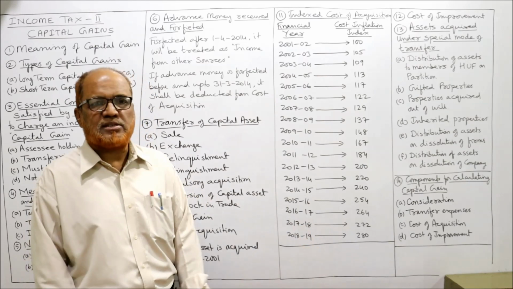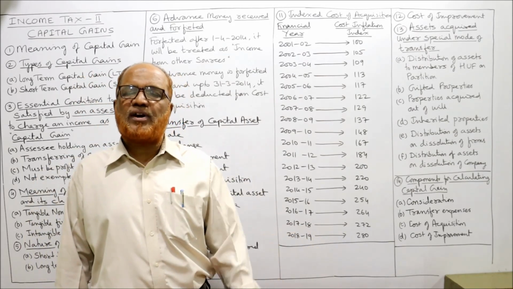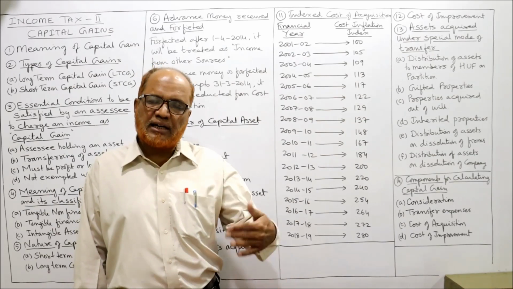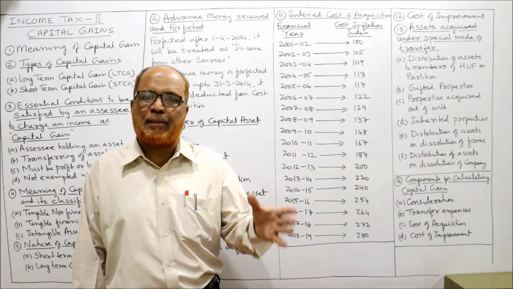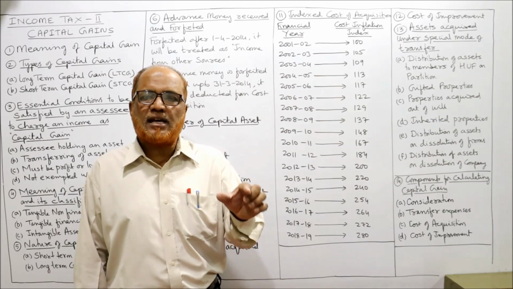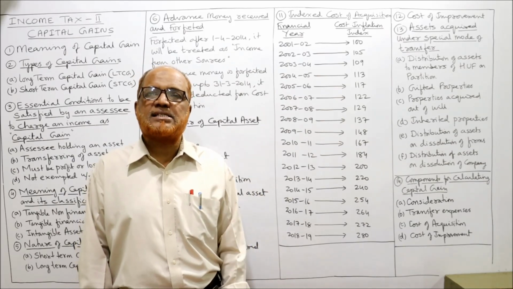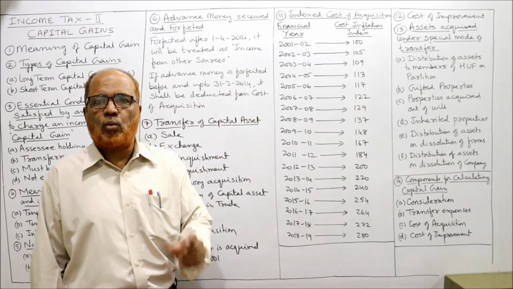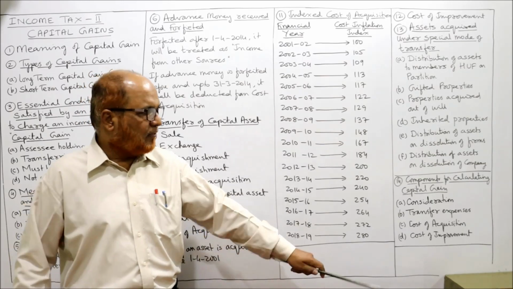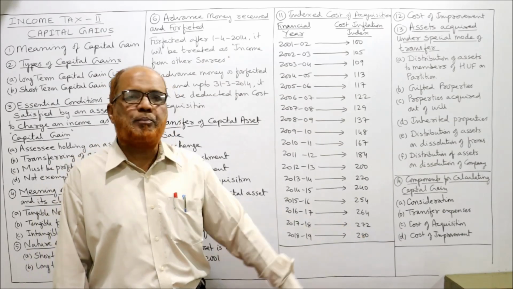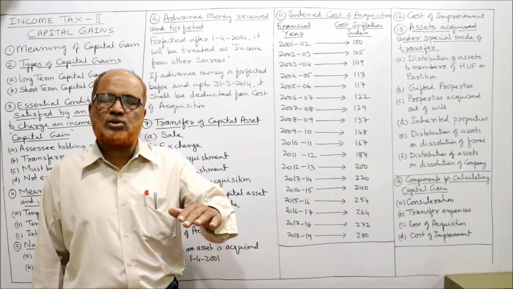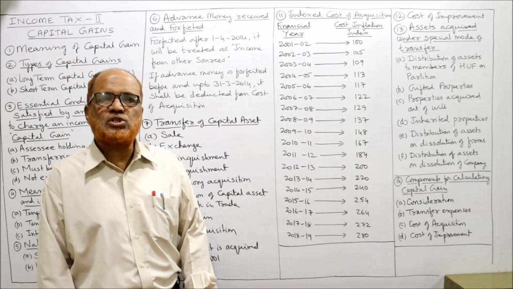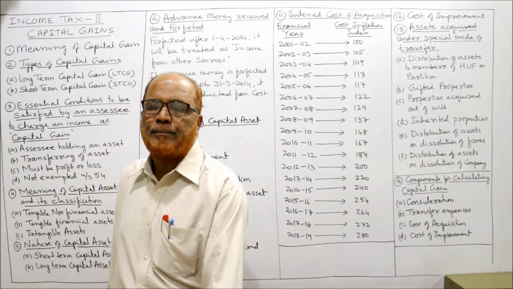Then the second one, transfer expenses. Normally, in order to transfer the asset, some expenditure is incurred, like commission, brokerage, or other transfer fees, registration fees, stamp duty. These are the transfer expenses. They will be deducted from consideration received. So first we need consideration received minus transfer expenses, which gives net consideration. From net consideration, we deduct cost of acquisition and cost of improvement, or indexed cost of acquisition and indexed cost of improvement, to get income from capital gain. So this is the procedure of calculating income from capital gain.